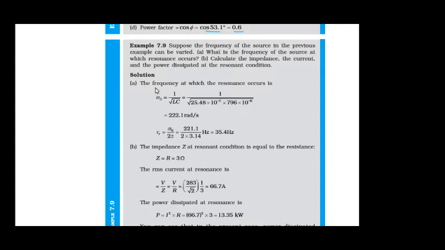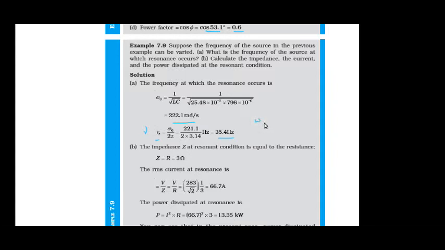Solution. The frequency at which resonance occurs is omega naught equal to 1 by the square root of LC. Put the values of L and C, and you get omega naught equal to this much. Nu is equal to omega naught upon 2 pi. This is not V, this is nu, the frequency nu. So we get 35.4 hertz. How did we get this value?